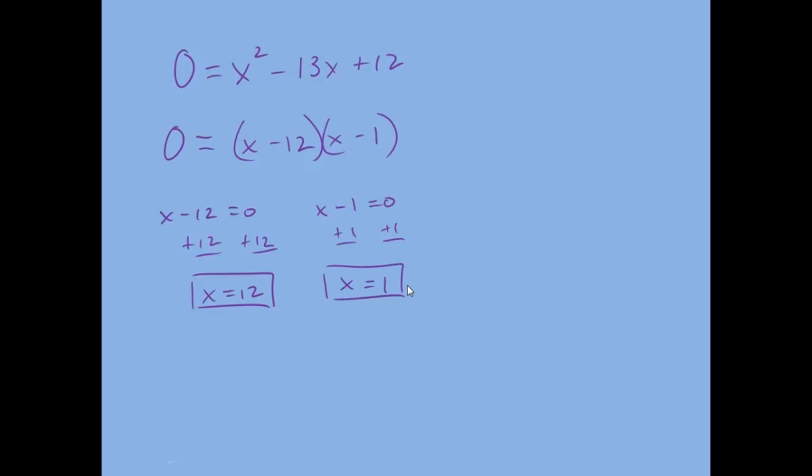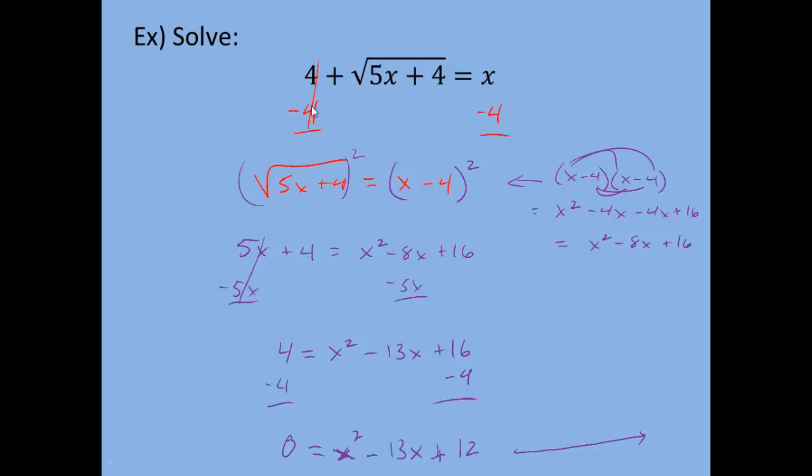Now realize I got two answers here. You should check these to make sure that they make the original equation true. If they don't, we're going to have to reject them. So let's do our check, and we can check it right here. If we need to, we'll move on to the next page. So the first one I'll check is x equals 12. Remember, I want to check this in the original equation. So going back to the original equation, I want to check it in 4 plus the square root of 5x plus 4 equals x.